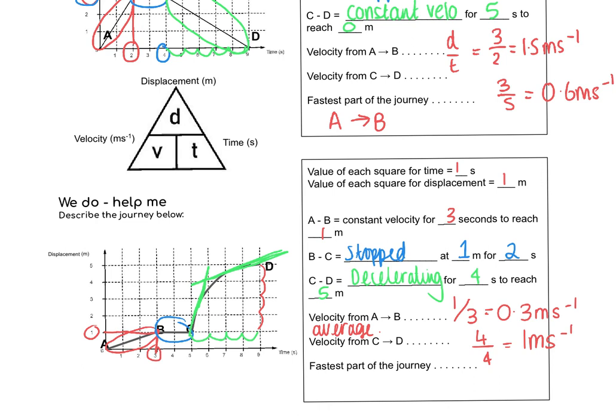And then the fastest part of our journey, so it's going to be at some point during our deceleration, and it's going to be the first bit here. So I'm going to write the beginning of deceleration, which is about, let's say, 5.1 seconds. So it's going to be just after 5 seconds when it starts to decelerate from a very high velocity.